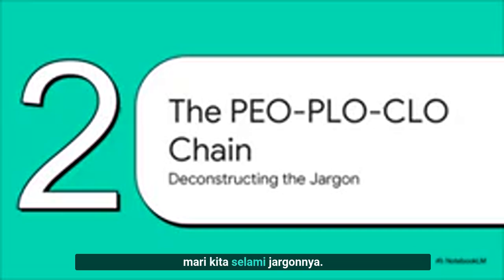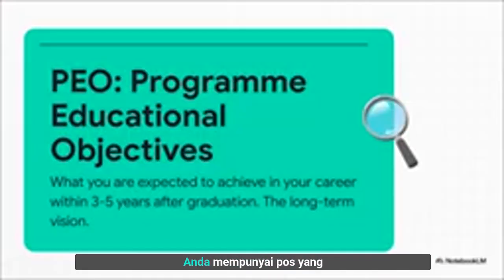Okay, so let's dive into the jargon. You might hear people say CO or PO, but the official framework is this three-level chain: PEO, PLO, and CLO. Just think of it as a chain of command linking your future career all the way down to a single assignment you have due next week. Let's break it down. At the very, very top, you've got PEOs. That stands for Program Educational Objectives. This is the big picture, the long-term vision. It's not about what you know the day you graduate. It's about what kind of professional you're going to be 3, 4, even 5 years from now. Are you going to be a leader, an innovator, a critical thinker? That's the PEO.